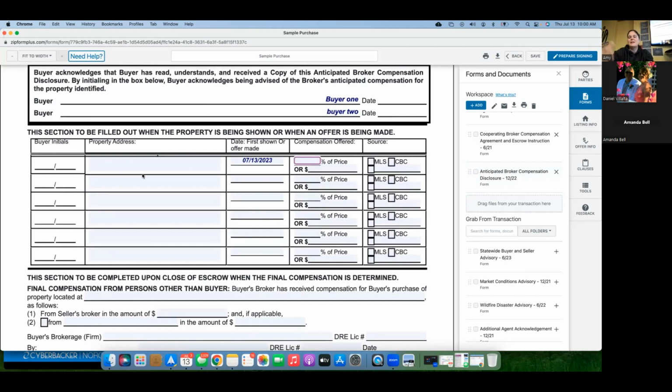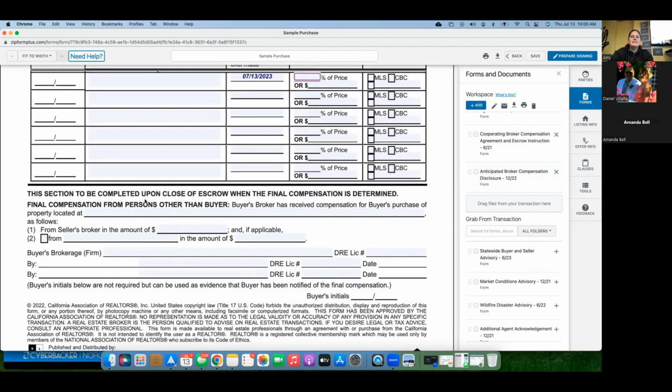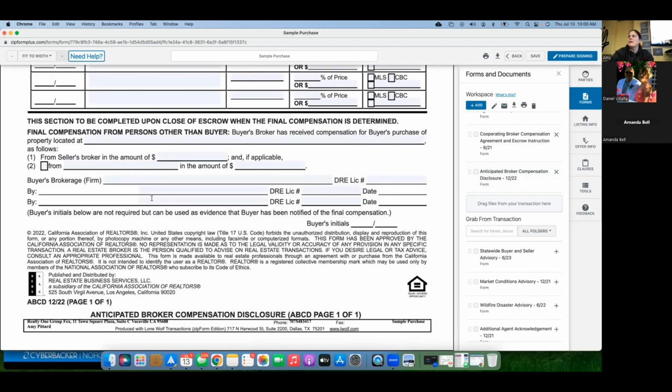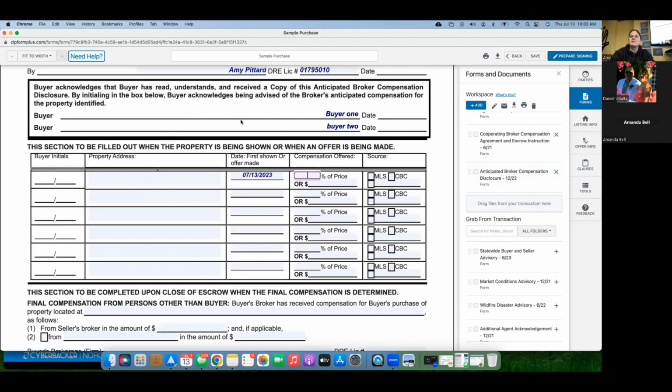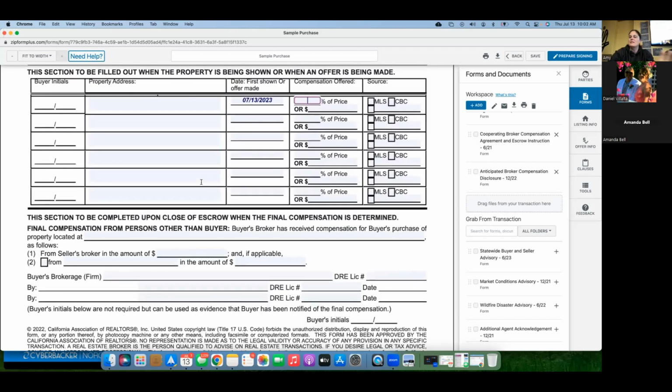And it's set up with multiple properties, because you can use it at time of showing versus time of offer. So you can put multiple properties in here. Or at time of offer, you just do the one. And then at the end, you would just disclose the final compensation that you're getting paid from other parties. So you fill out this top section, you sign here, the buyer signs the middle box, and we fill out the bottom. That's all that happens on that form.